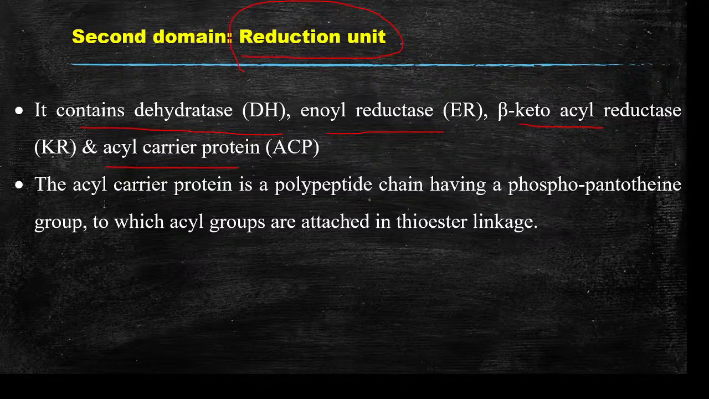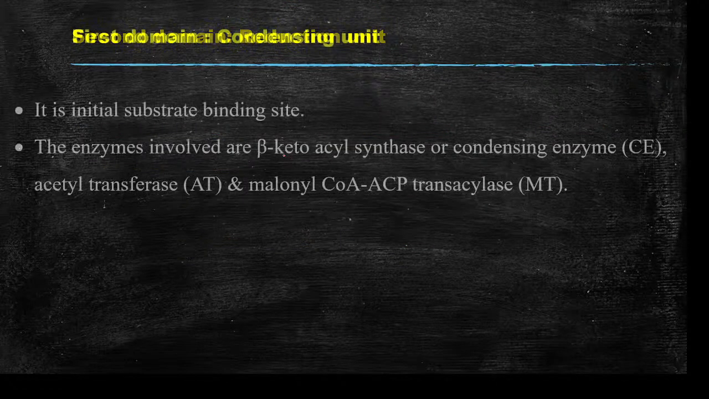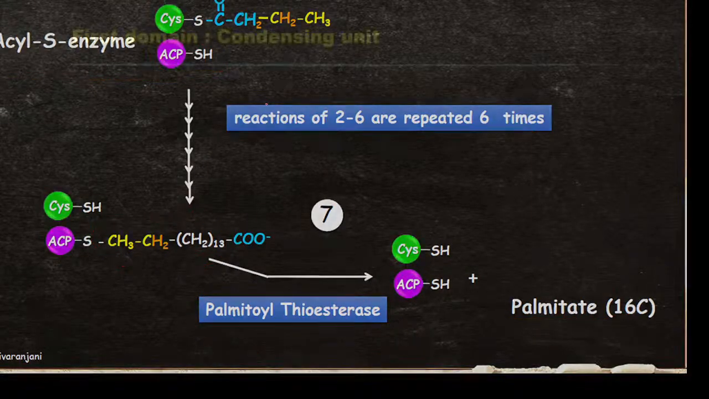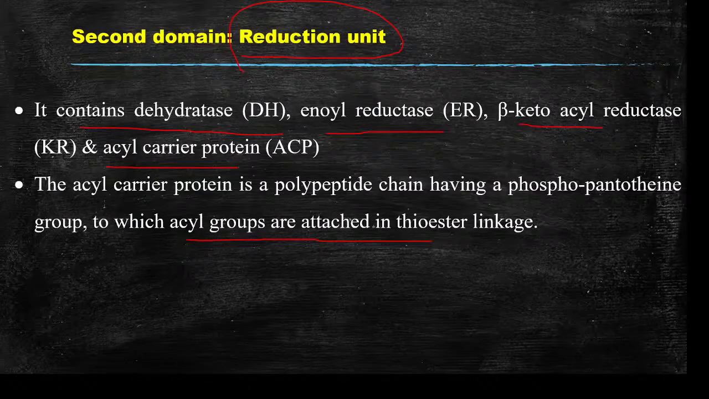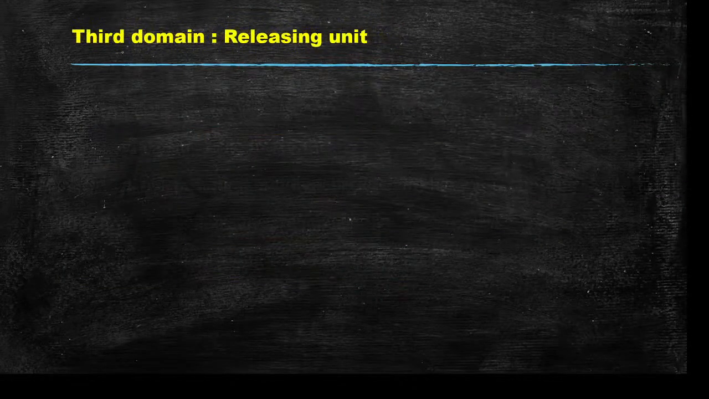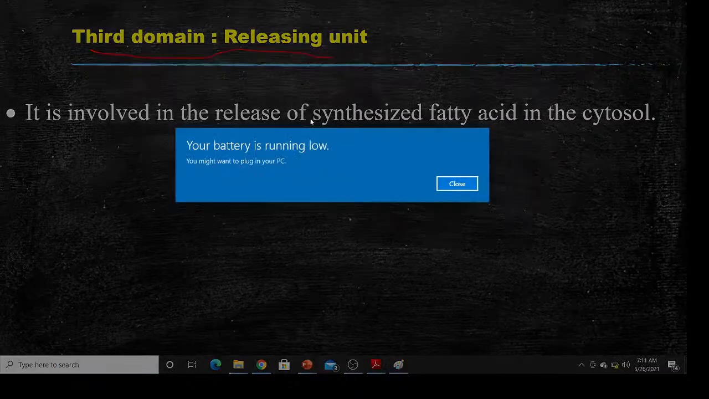The acyl carrier protein is a polypeptide chain. It has a phosphopantetheine group, to which the acyl groups are attached in thioester linkage. So to the ACP group, the fatty acid chain is attached. ACP acts like coenzyme A, carrying the fatty acyl group. The third domain is the releasing unit.